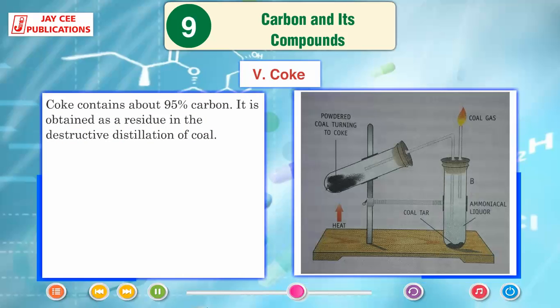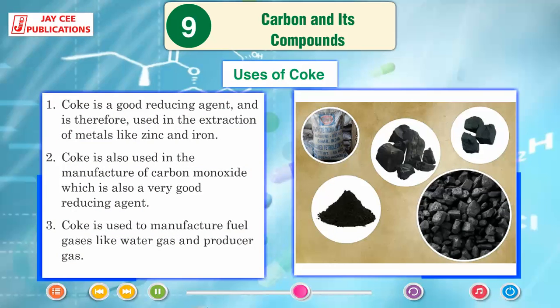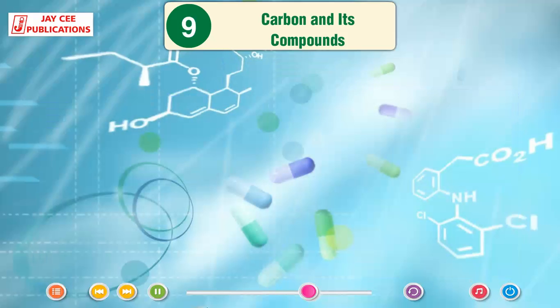Coke. Coke contains about 95% carbon. It is obtained as a residue in the destructive distillation of coal. Uses of coke. Coke is a good reducing agent and is therefore used in the extraction of metals like zinc and iron. Coke is also used in the manufacture of carbon monoxide, which is also a very good reducing agent. Coke is used to manufacture fuel gases like water gas and producer gas. As coke is smokeless, it is used as a household and industrial fuel.